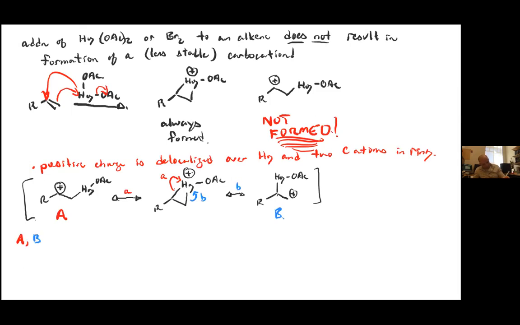And just to drive home the point, because I know someone's going to ask me about this, A and B are not discrete carbocations. They are resonance structures of the mercurinium ion, okay?